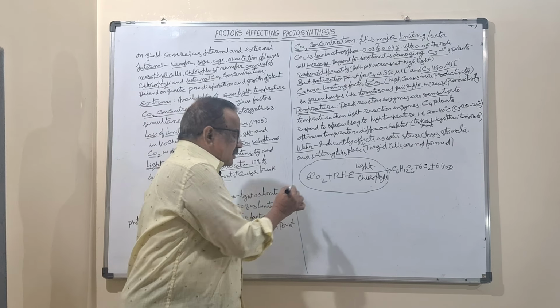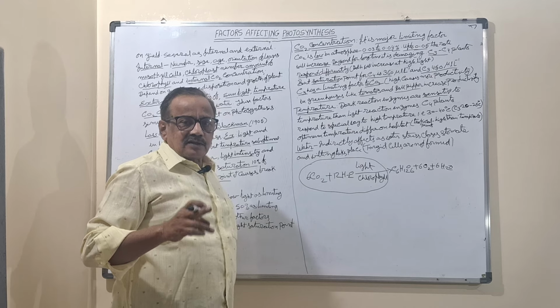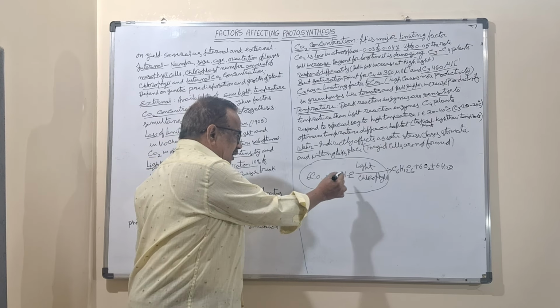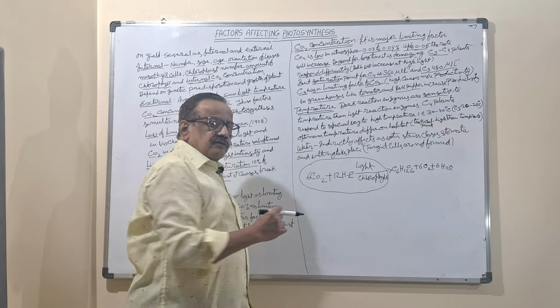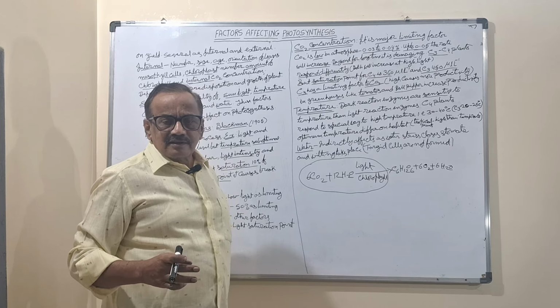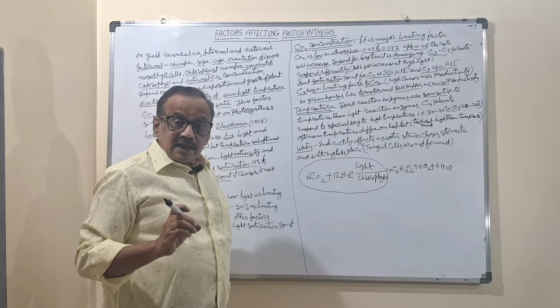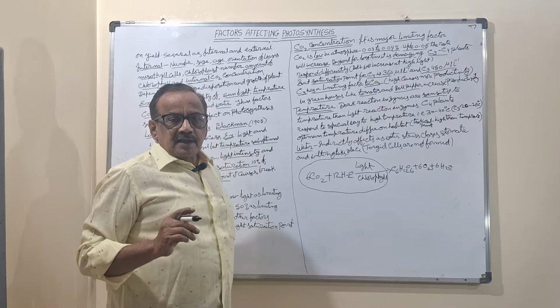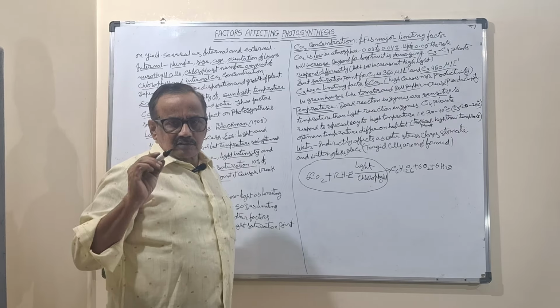For example, carbon dioxide: how much concentration? If it is low, if it is high, what happens? That we are going to see. And water and light, how much intensity? And chlorophyll, whether it is present more or less. All these things are factors. These factors should be present at the optimum level. Then only the photosynthetic rate will be high.